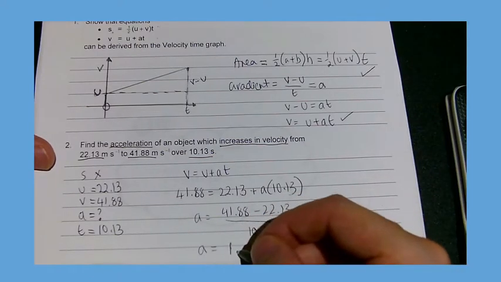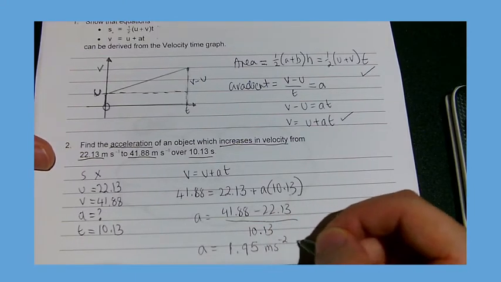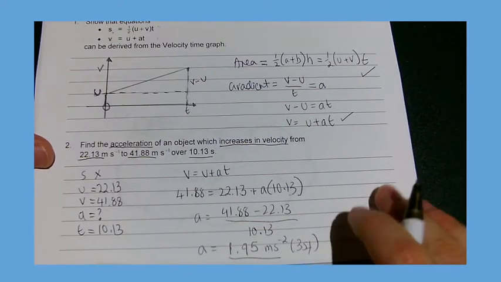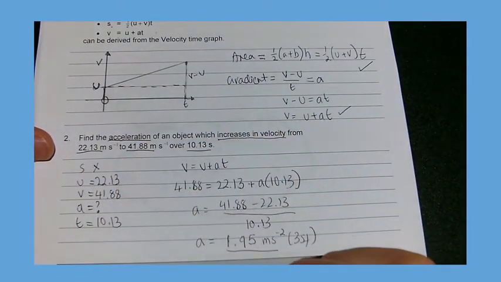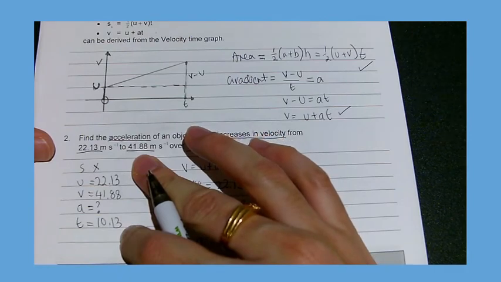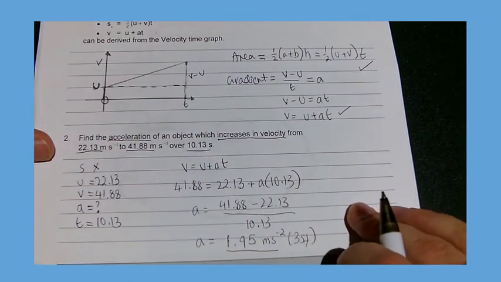You get 1.95 meters per second squared to 3SF. Okay, so that's how we use SUVAT equations. The general format is you think about what variables you have, pick the correct formula, and try and find the variable that you need.